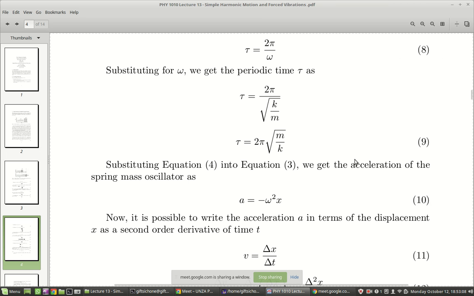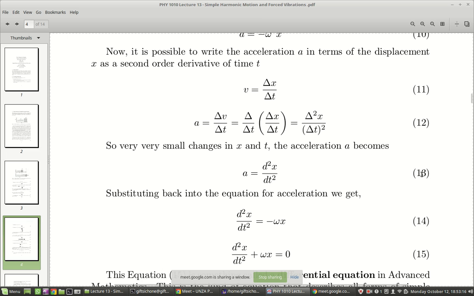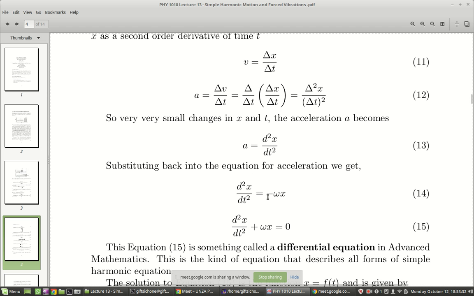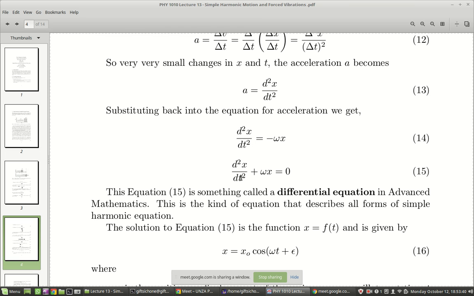You do not need to know how to work it, because I'm going to give you the answer to this equation. I'm going to give you what x looks like. The solution to this differential equation is x equals x naught cos(omega t plus epsilon). That is the solution to that differential equation.